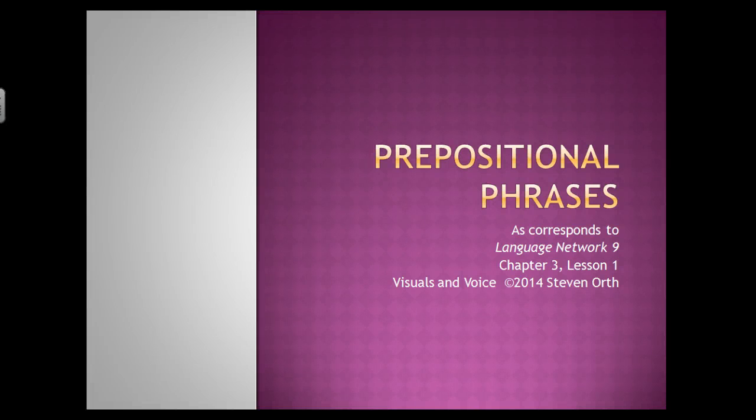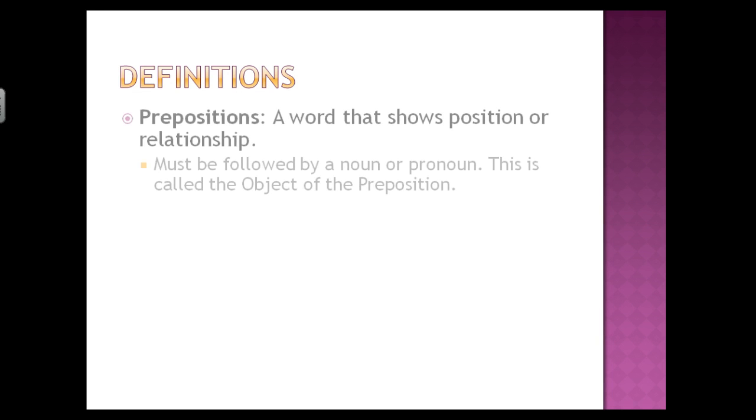This chapter is going to look at different kinds of phrases used in sentences, starting with prepositional phrases. First, a preposition is a word that shows position or relationship. This must be followed by a noun or pronoun. This noun or pronoun which follows the preposition is called the object of the preposition because it completes the thought started by the preposition.